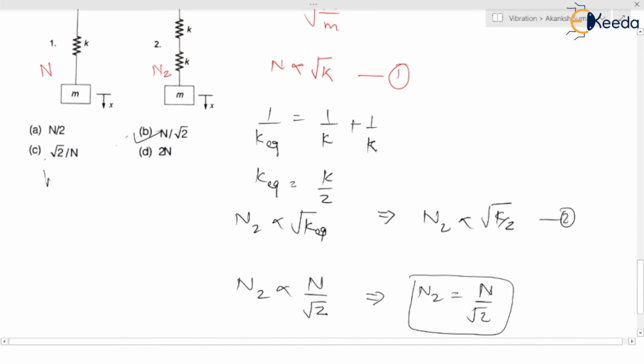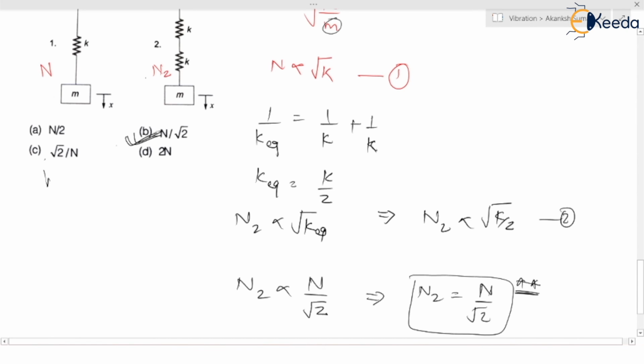Option B would be the correct answer. Okay, option B would be the correct answer. I am just using this directly proportional sign because I am not considering mass here. You can consider mass here, and if you consider mass in the formula, then you just have to apply the equal to sign. But the thing that you get here will be the same. Okay, so the answer is n by root 2.